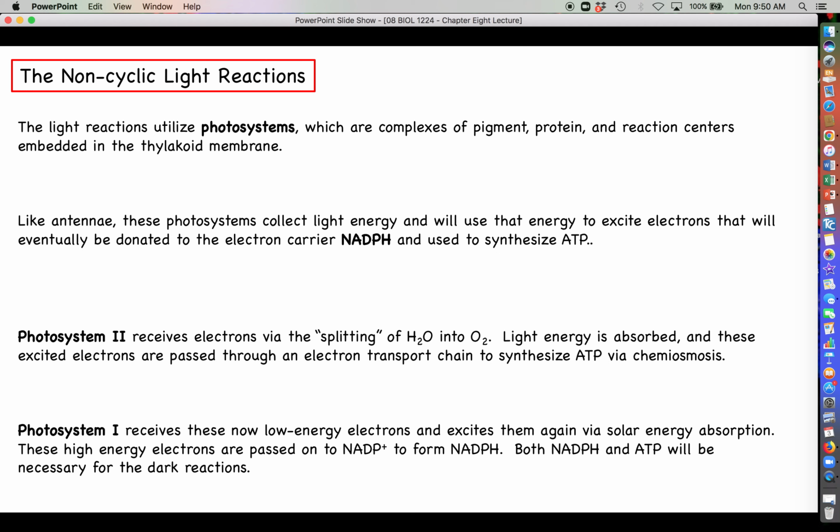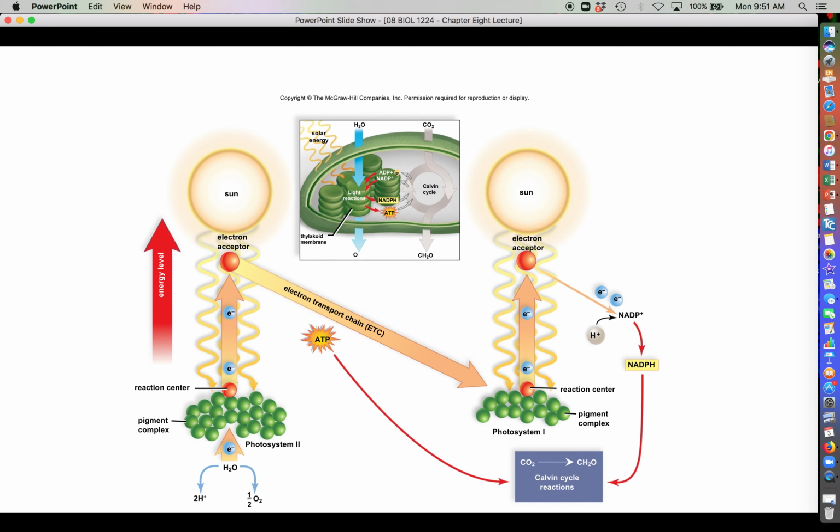So in photosystem 2, we energize these electrons, we transfer as much of that energy as we can into a chemiosmotic gradient, and then we take those same electrons and we re-energize them by giving them more light. So we re-energize those electrons with energy absorption. These high-energy electrons are then going to be passed on to NADP plus to form NADPH. So, in the grand scheme of things, between photosystem 2 and photosystem 1, we are going to make both NADPH and ATP, which are both going to be necessary for the Calvin cycle / dark reactions.